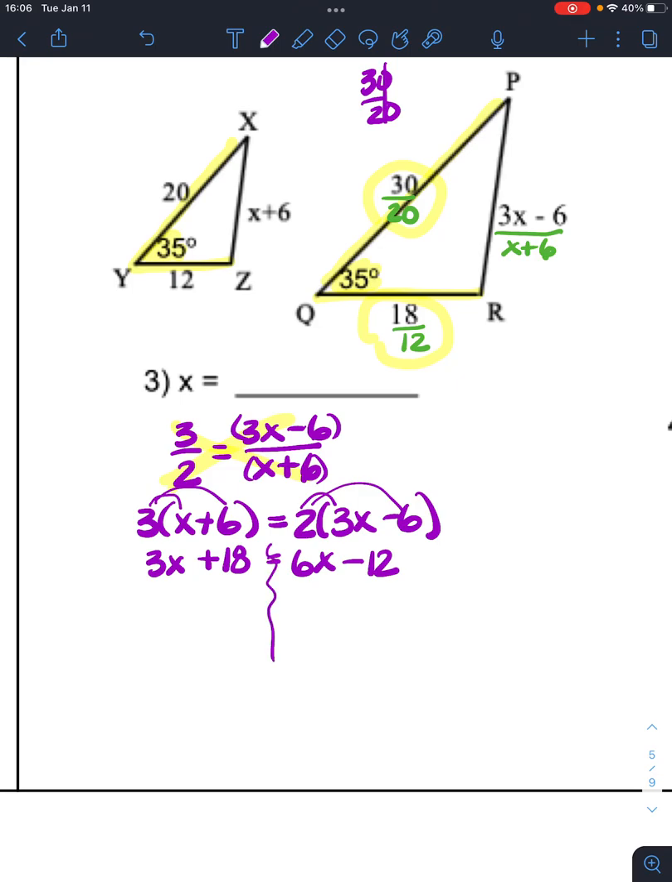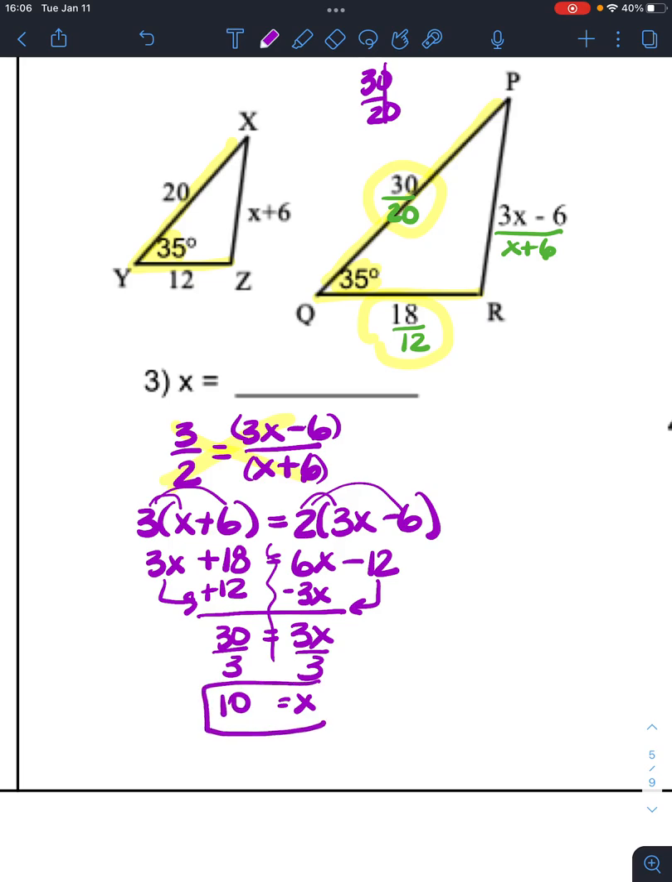Now we're just going to do our algebra. You've got variables on both sides. So we need to subtract 3x from both sides to move that over, and we need to add 12 to both sides to move that over. We end up with 30 is equal to 3x. Divide both sides by 3 so that you can isolate that variable, and you get that x is equal to 10. Okay? So we get x is equal to 10.